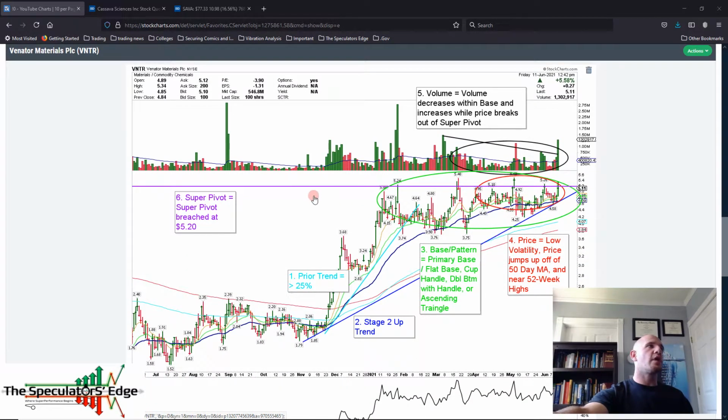Next one we got is Venator Materials, VNTR, which is in the materials sector and commodity chemicals industry. Okay, so prior trend was greater than 25% from low to high. We are in a stage 2 uptrend accumulation phase. The base and the pattern, we are in the primary base, so this is the first base for this stock, which is good. Okay, it's just like OPNT.